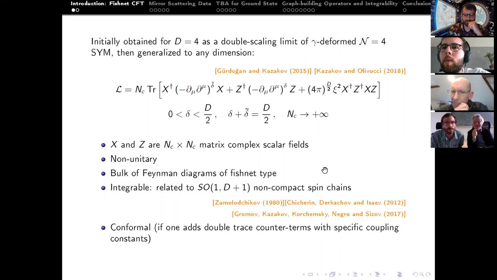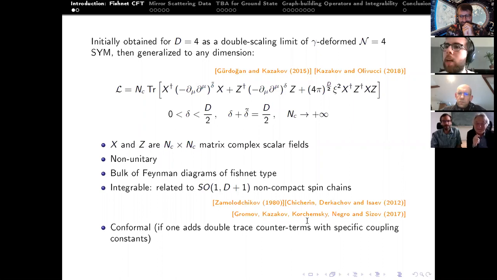It's also an integrable theory. For the Fishnet graphs, it was noticed 40 years ago by Zamolodchikov, because he studied them as a statistical physics problem, and he could show that there was integrability. It's related to SO(1,D+1), the conformal group in Euclidean space in D dimensions. So you can build non-compact spin chains with this symmetry group, and the integrability comes from here, but I will explain that in more detail in the last part of the talk. These three authors constructed this non-compact spin chain, and it was realized that the integrability for the theory agrees with what had been constructed before.